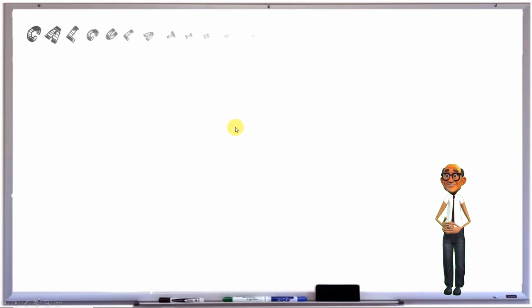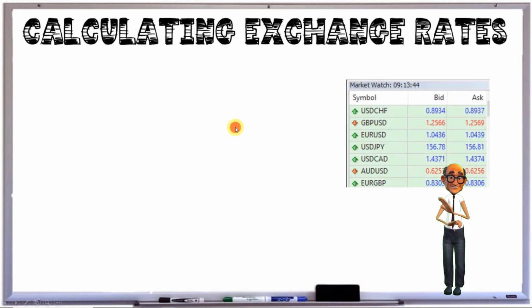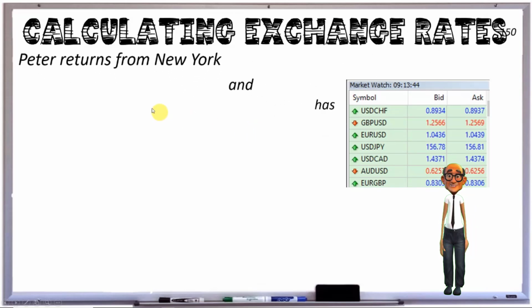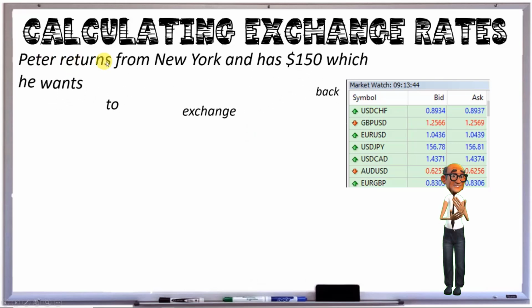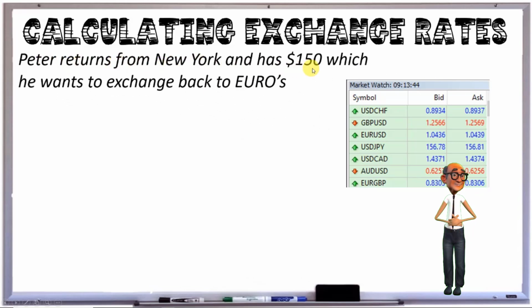Okay, so Peter had a great time in New York. And let's see what happens when he comes back from New York. Right, as I say over here, Peter returns from New York and has $150 left over, which he wants to exchange back into euros again. Oh boy. So this is example number 2. Once again, we're using the bank rates, guys.